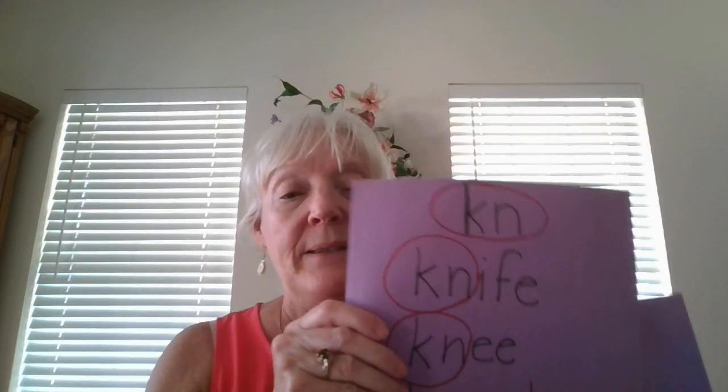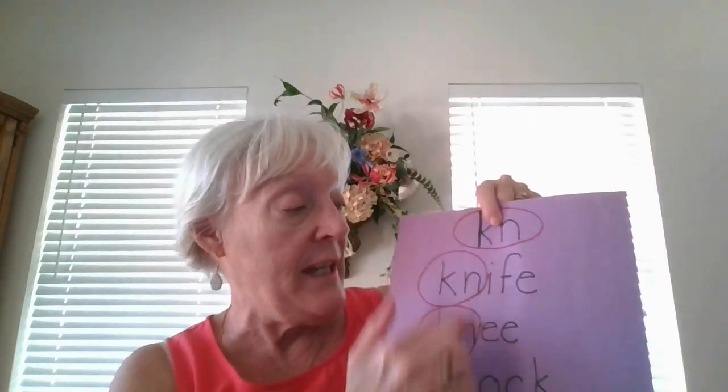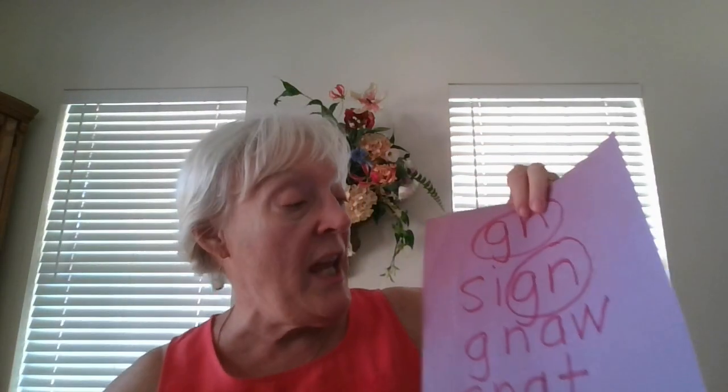Okay, so GN and KN both say na. But usually the KN is when we have the N sound at the beginning of a word, we usually use the KN. You'll usually see KN at the beginning. You can see GN both places. All right, we're going to add those 2 cards to our pile. And we're going to learn one now that's a little bit tricky.